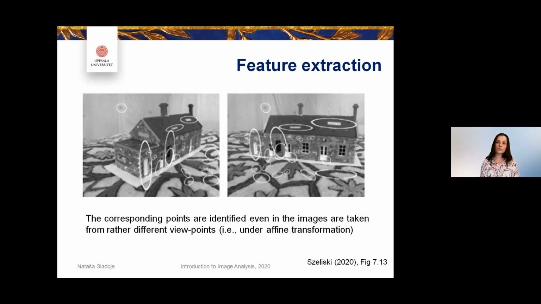And that is what we would like to achieve with our feature points. We want to look for those that can be identified in the corresponding pair of images, also under affine transformations or some other relevant changes that can happen.